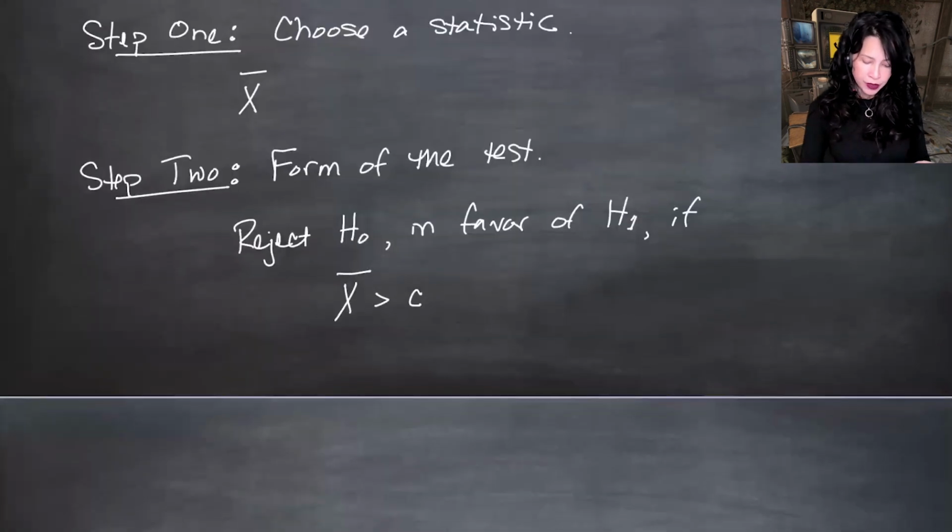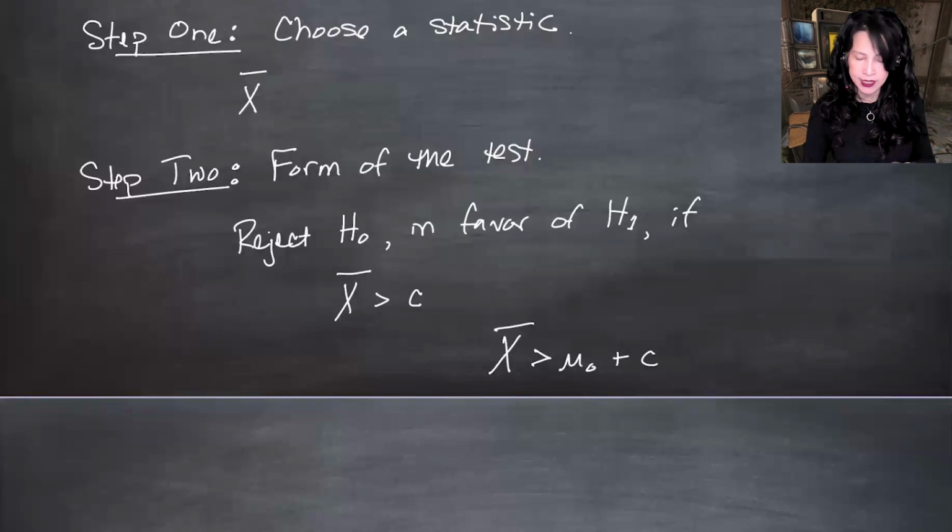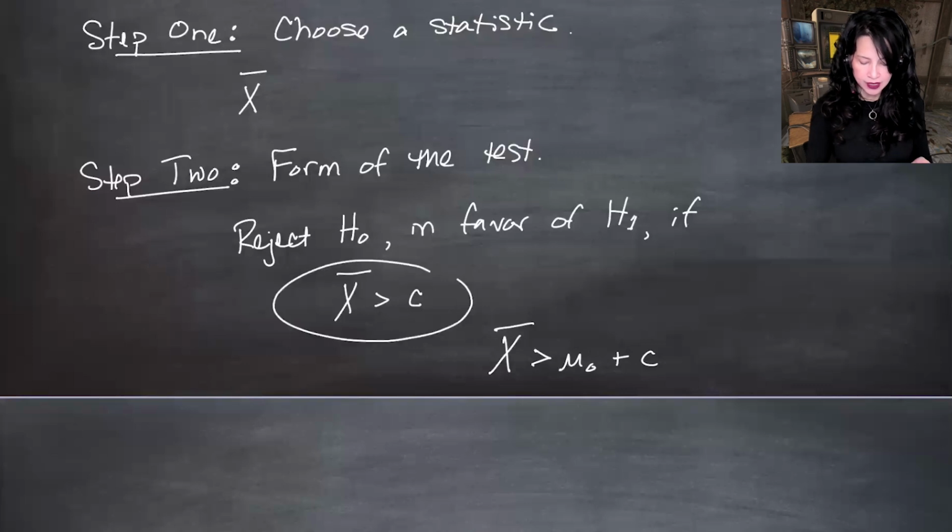Could you make this rule instead, let's say x bar greater than mu naught plus a constant c, which would actually be a different constant? Yes, you could. But we're just going to do it this way. It's going to be a little simpler and cleaner and easier.